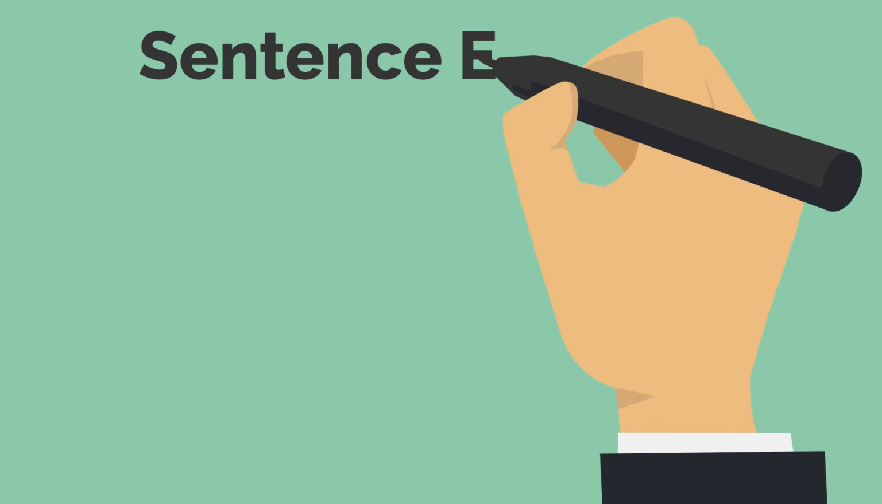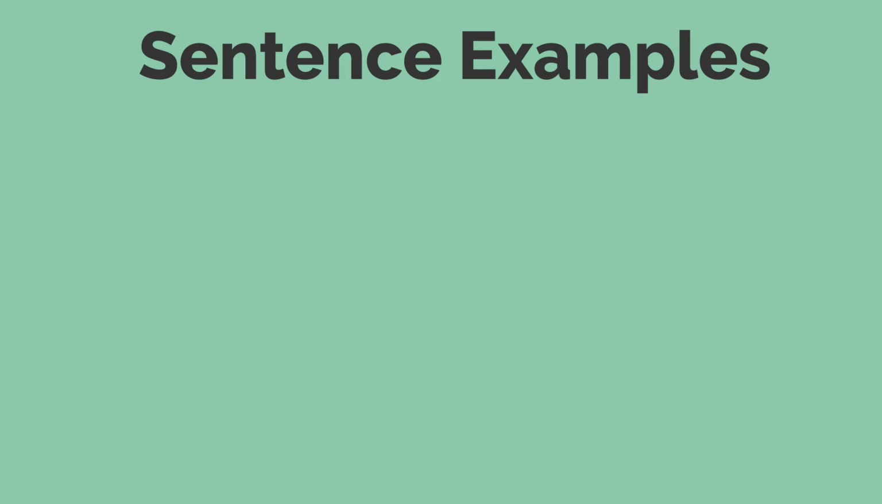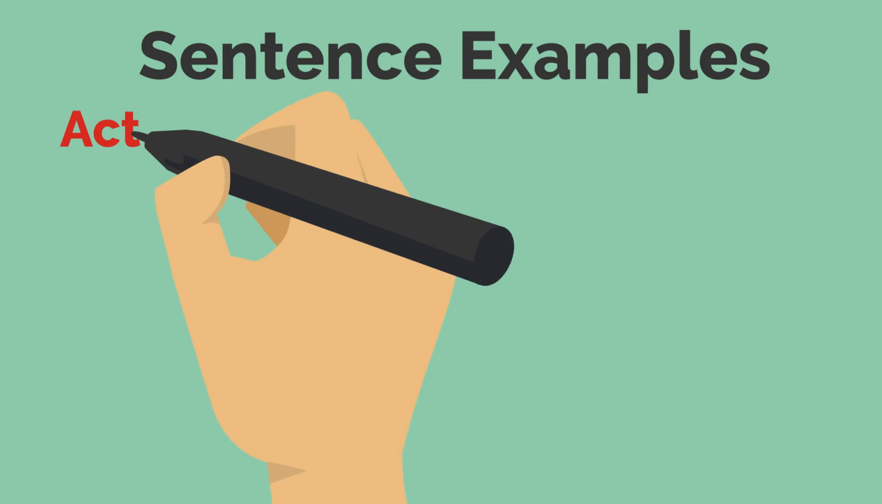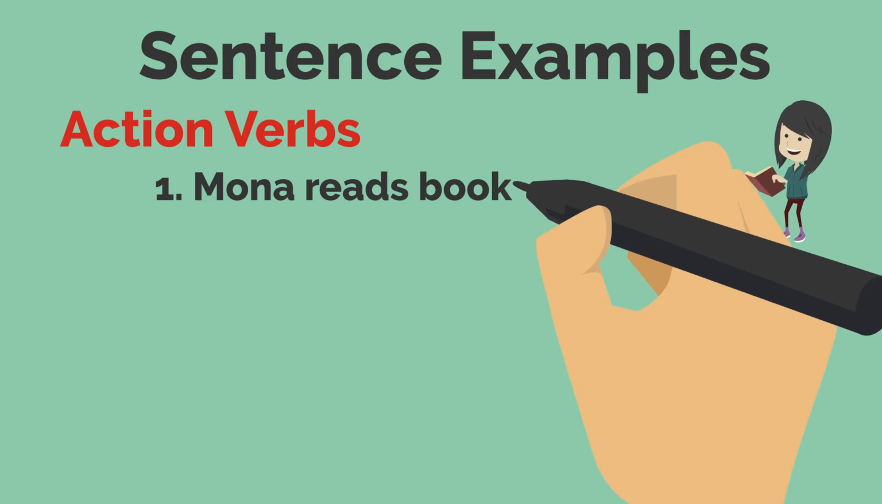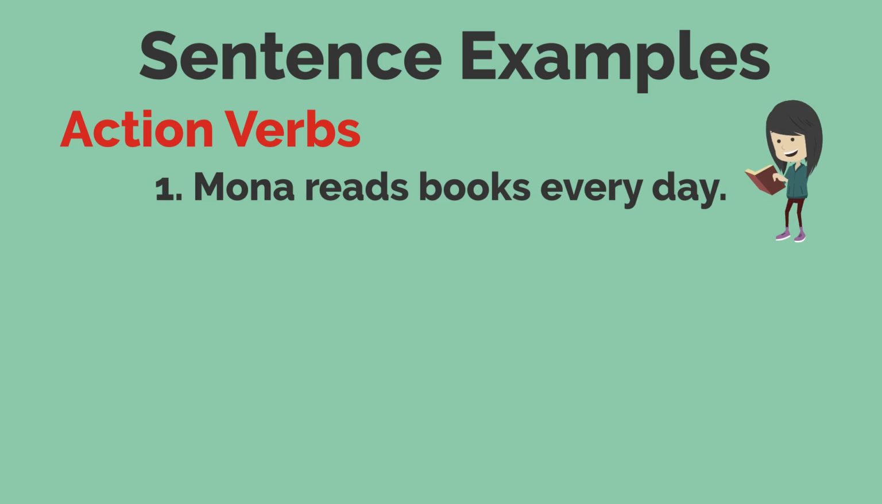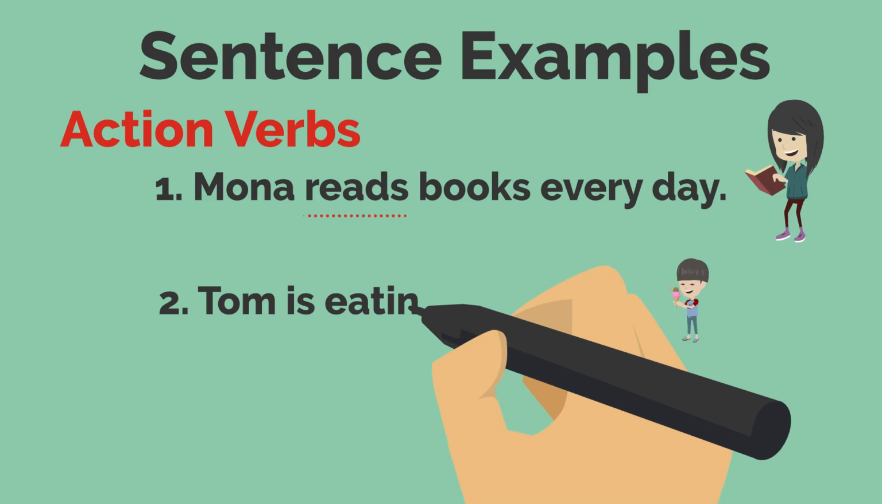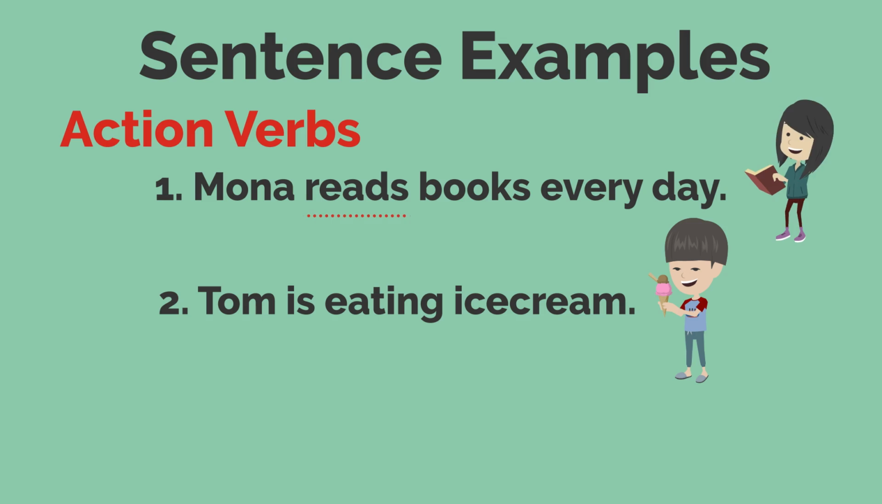Let's look at some sentence examples of both kinds of the verb. First comes the action verbs. First, Mona reads books every day. What is the action performed by Mona? Reading. So read is an action performed by Mona. Second, Tom is eating ice cream. Now, what is Tom doing? Eating. So eating is an action which is performed by Tom.